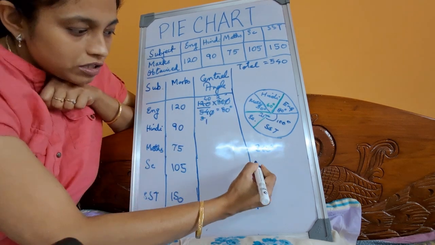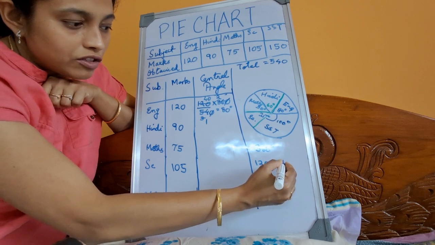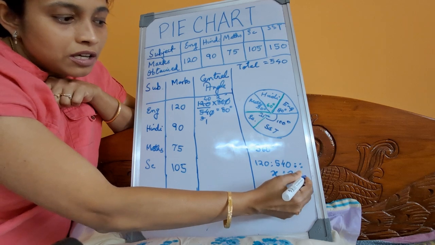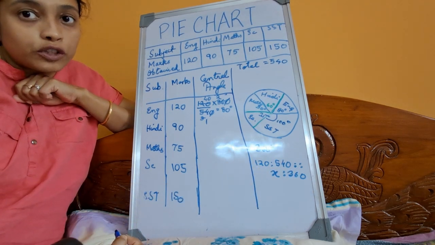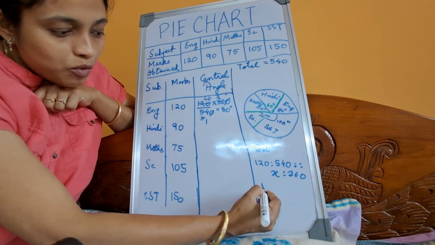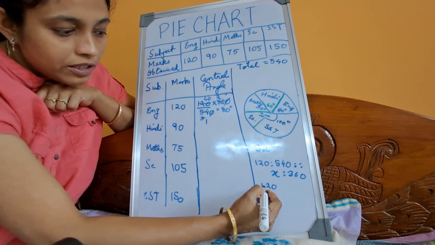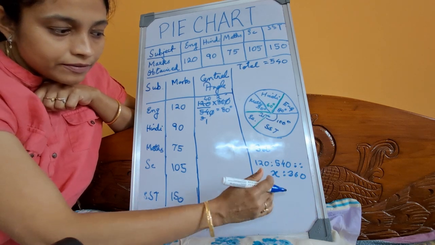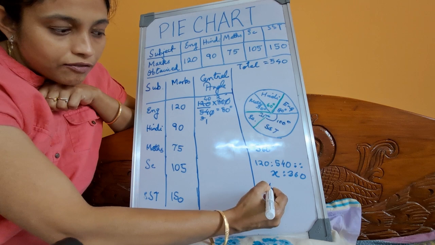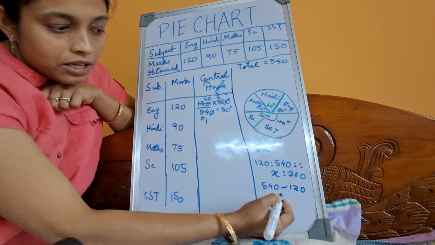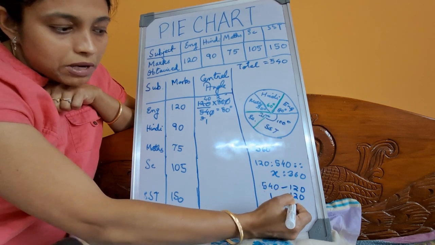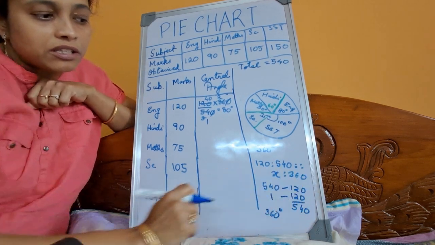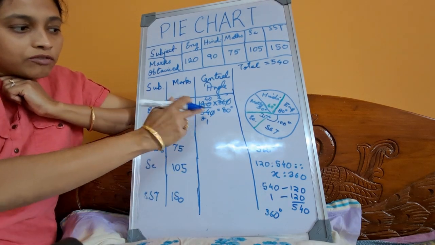Right? So basically what are we doing? 120 out of 540. So how much, x, out of 360? This is the proportionate method. Or if you are using unitary method, so basically it is 120 out of 540, right? If the total is 540, it is 120. If the total is 1, it will be 120 by 540. If the total is 360 degree, you have to multiply this with 360. Same thing, that is what we did over here.